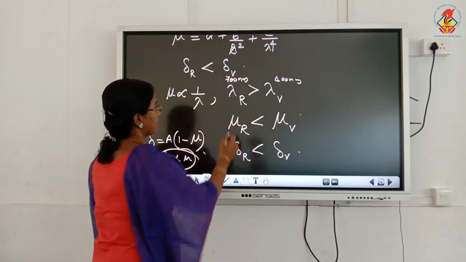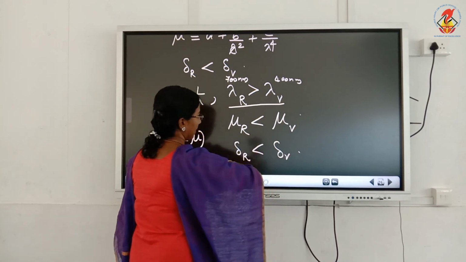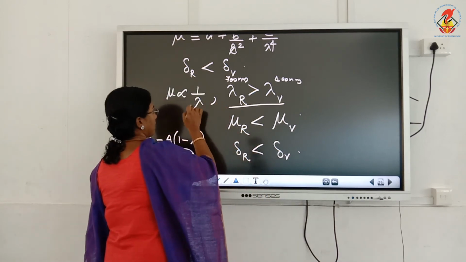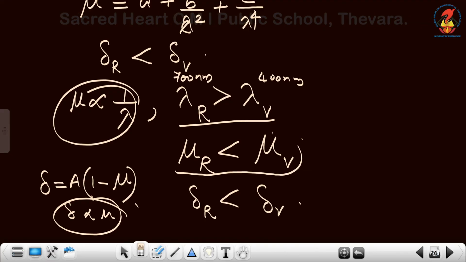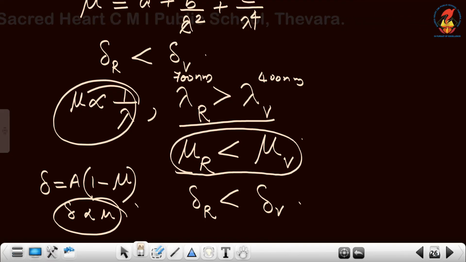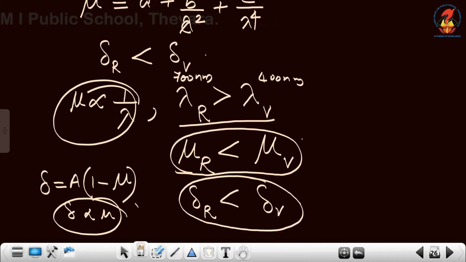Wavelength of red is greater than wavelength of violet. So hence, according to Cauchy's relationship, refractive index of red by the medium will be less than refractive index of violet, and hence the deviation produced in red light will be less than the deviation produced in violet light.